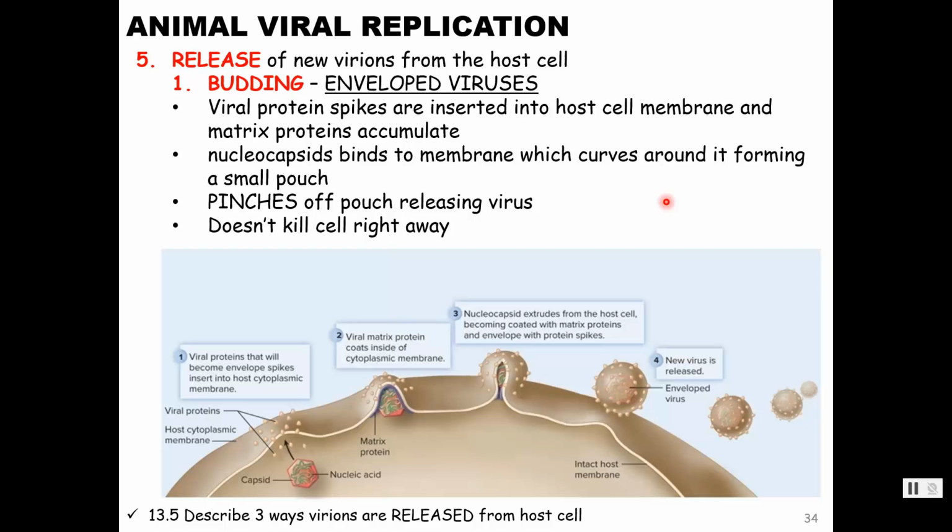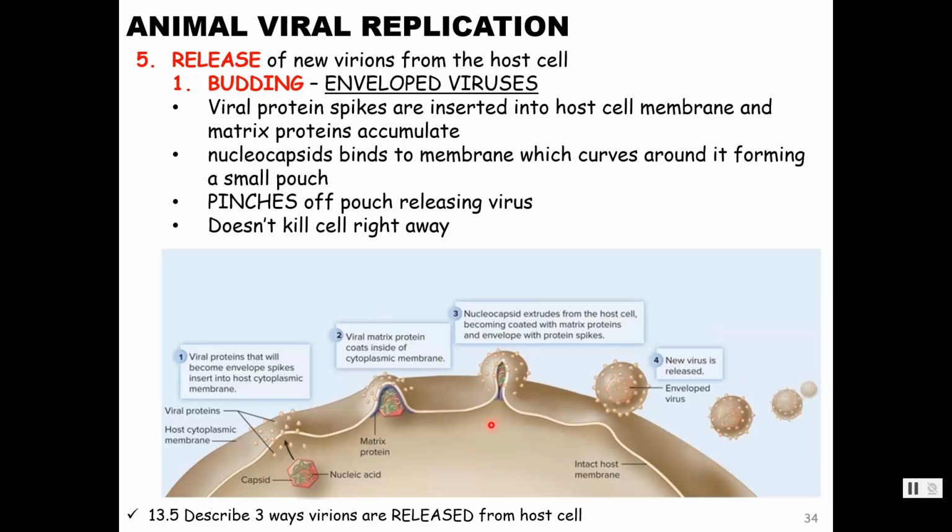The last step in viral replication, so hang with me, is release: the release of new virions from the host cell. That can occur in three ways. For enveloped viruses, the only way you can get an envelope is through budding. The spike proteins, as they're being made, are inserted into the host cell membrane. Then the nucleocapsid comes close to that membrane, where you've got matrix proteins. The nucleocapsid is extruded from the host cell, becoming coated with the host cell membrane that has the spike proteins. Then that new virus is released.